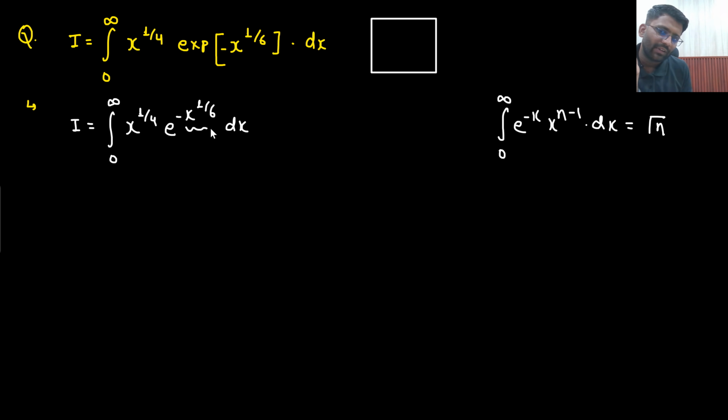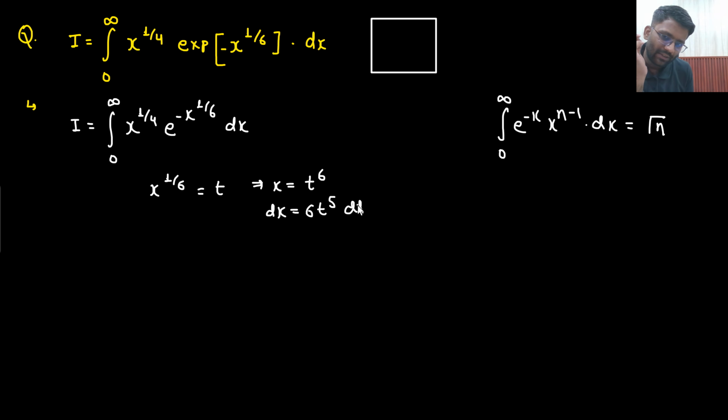So what would I do? x to the power 1 by 6 equals t. That's it. So from here what I can see, x is nothing but t to the power 6, right? This 1 by 6 goes here. So what is dx? dx is 6 t to the power 5 dot dt. Right? And what about the limit? If x is 0, then t will also be 0. If x is infinity, then t will also be infinity. So the limit is simple.